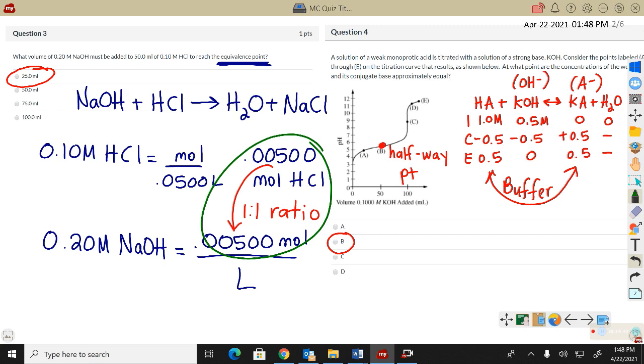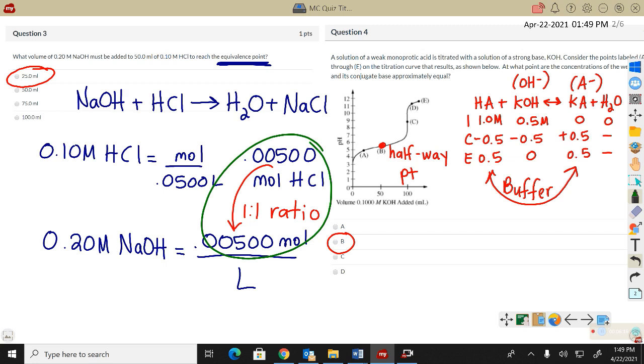Question 4, I like this one. A solution of a weak monoprotic acid, which just means one hydrogen, is titrated with a solution of a strong base. So I just called this random acid HA. They don't really tell me its identity. Strong base, KOH. Consider the points labeled A through E on the titration curve that is shown below. At what point are the concentrations of the weak acid and conjugate base approximately equal? That is your halfway point.